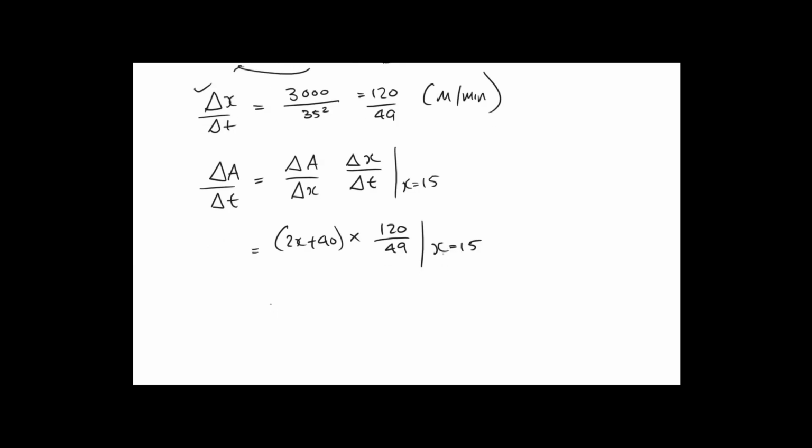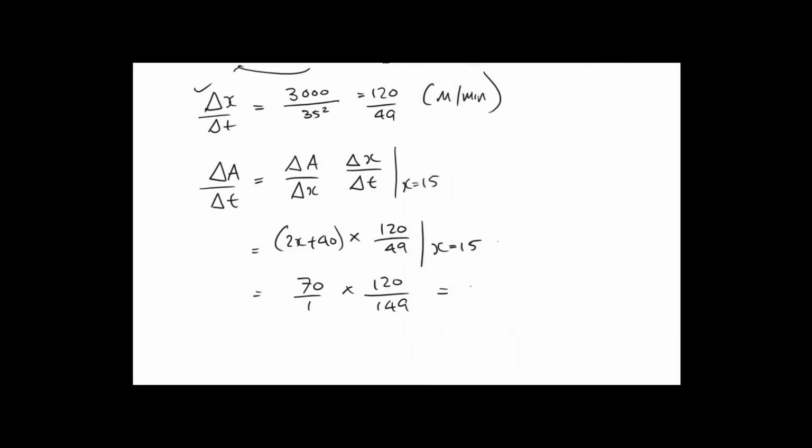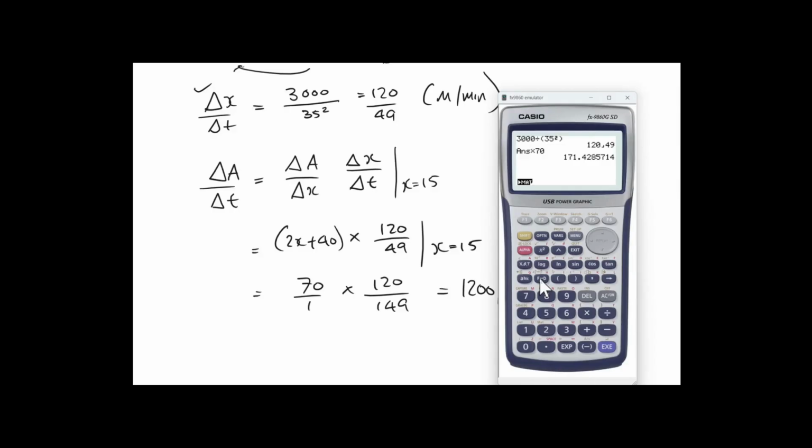So 2 times 15 is 30. 30 plus 40 is 70, over 1 times 120 over 49. And we have enough for a final answer. So I'm going to multiply that by 70, about 7... what's that as a decimal? Ugh, nasty.